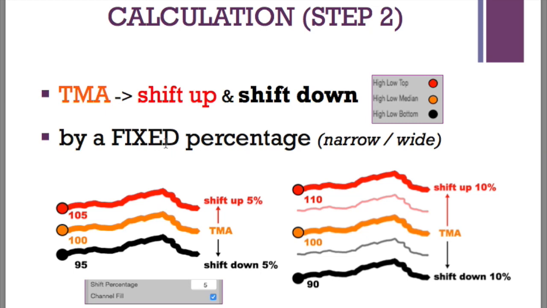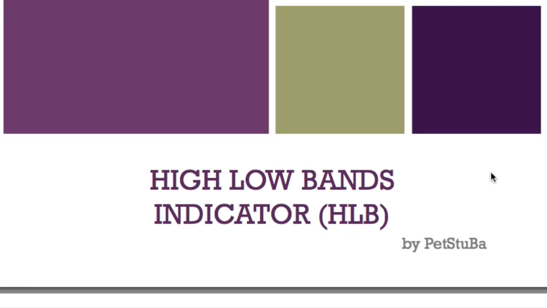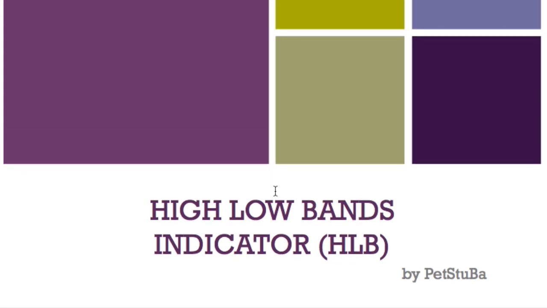And here the fixed percentage means we will shift it up by, let's say, 5%, and we will not shift it down by 3%, we will shift it down by the same 5%. So yeah, again a cool indicator, the high-low bands indicator.